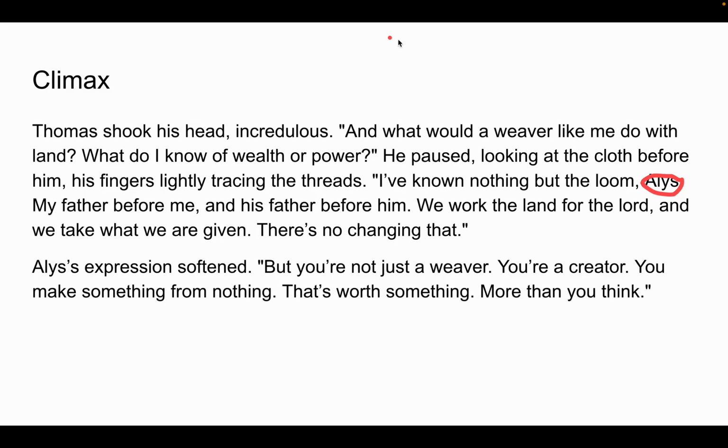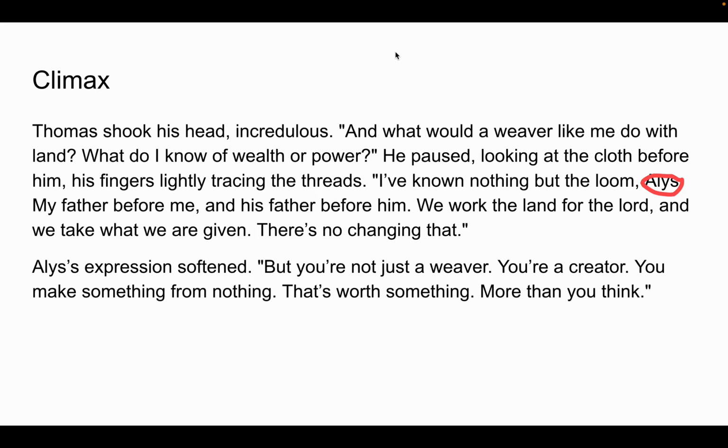So Thomas shook his head, incredulous. Ooh, great word. "And what would a weaver like me do with the land? What do I know of wealth and power?" He paused, looking at the cloth before him, his fingers lightly tracing the threads. "I've known nothing but the loom, Alice. My father before me, his father before him. We work on the land for the Lord, and then we take what we are given. There's no changing that." Alice's expression softened. "But you're not just a weaver, you're a creator. You make something from nothing. That's worth something. More than you think."